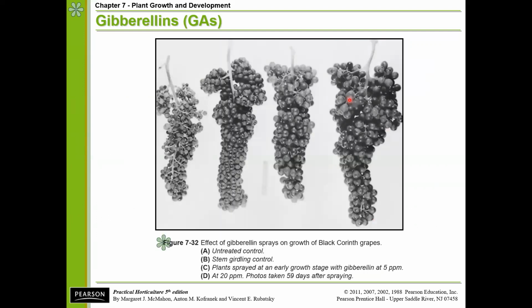One of the most common uses of gibberellins, as we mentioned, is to increase the size of grapes. Basically, it increases the space between grapes and the stem elongation itself so that they get larger. In this case, we've got an untreated plant, one that had the stem girdled in order to get that gibberellin production, and then both of these are plants sprayed with different rates of gibberellins. Almost all of the table grapes you find in the market for fresh eating are sprayed with gibberellin to get larger grapes.